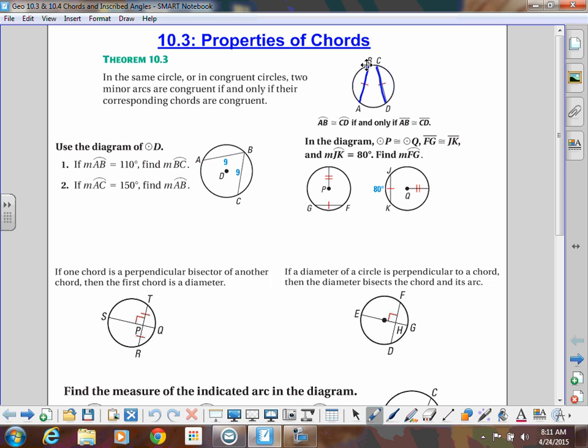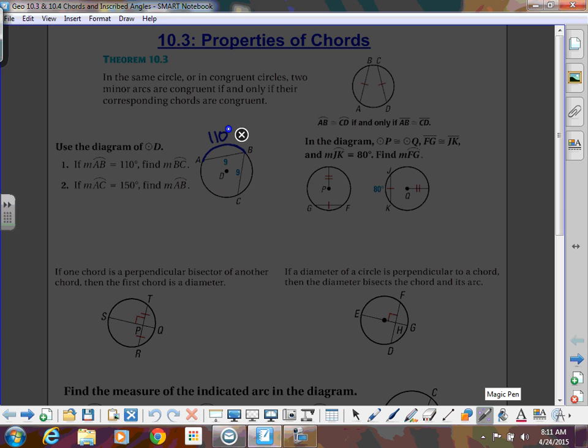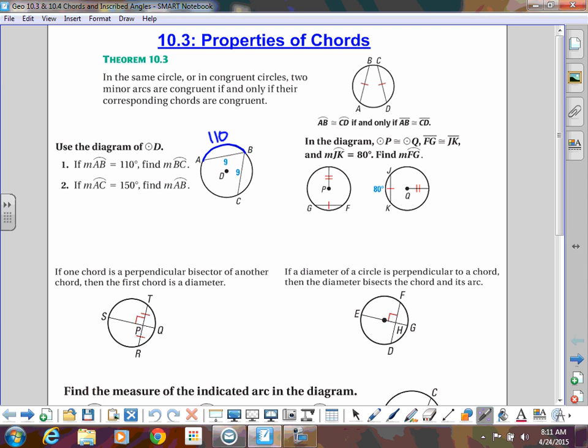In our first example, it says arc AB is 110, so that means that this arc is 110 degrees. So they want us to find the measure of arc BC. Well, since these are both 9, then we know that BC will also be the same measure as AB. So the measure of BC is also 110 degrees, since these two were congruent.